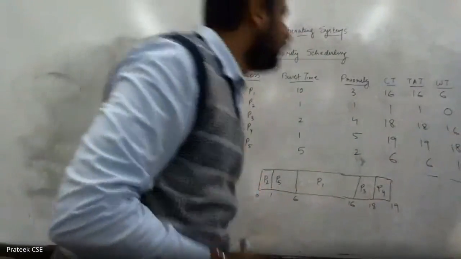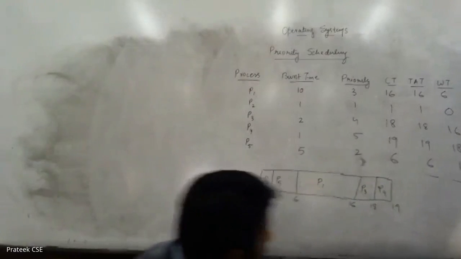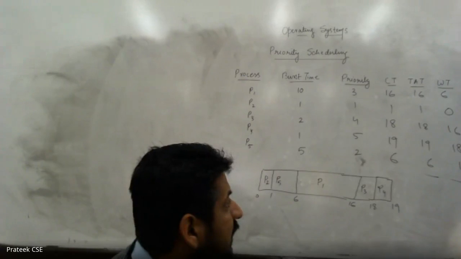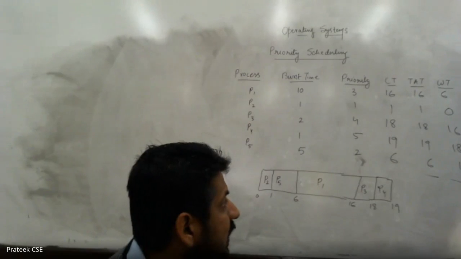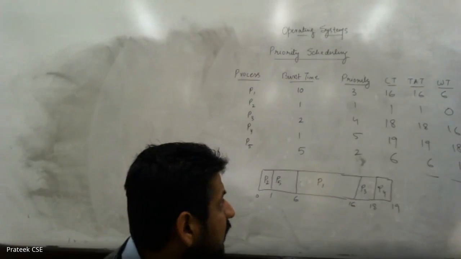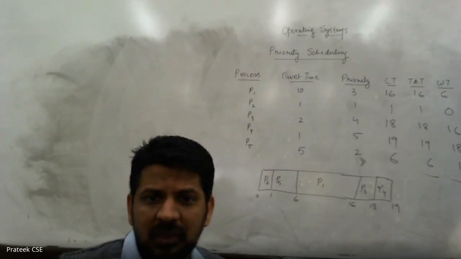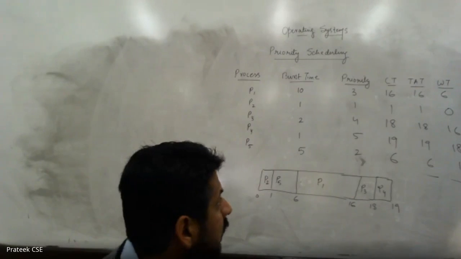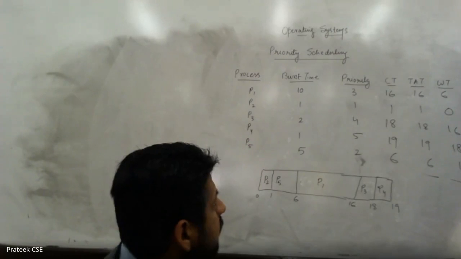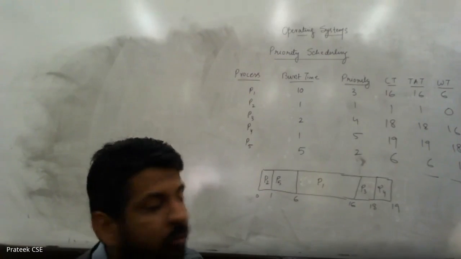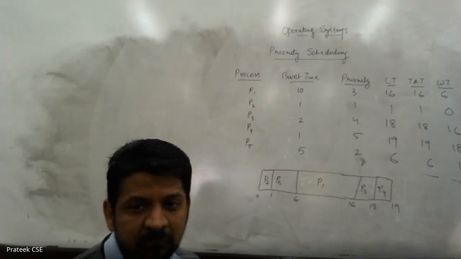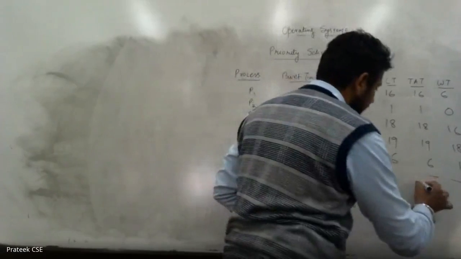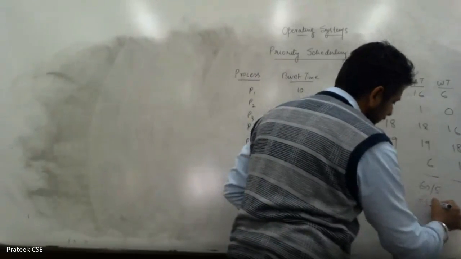So what about the average turnaround time? 16 plus 1, 17, 17 and 18, 35, 35 and 19 is 54, 60, 60 by 5. I think so. Okay, so 12 is the answer given by Anjali Sharma, or any other student who has solved it. So it will be 60 by 5, it will be 12 milliseconds.